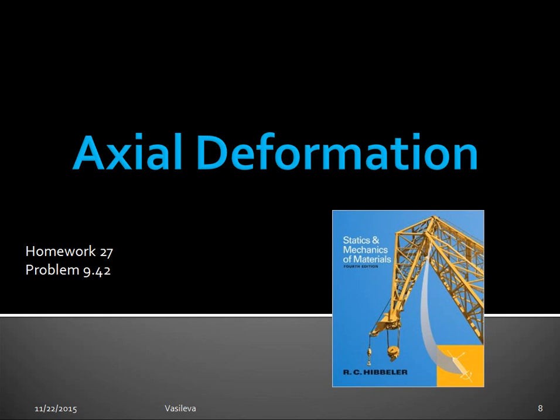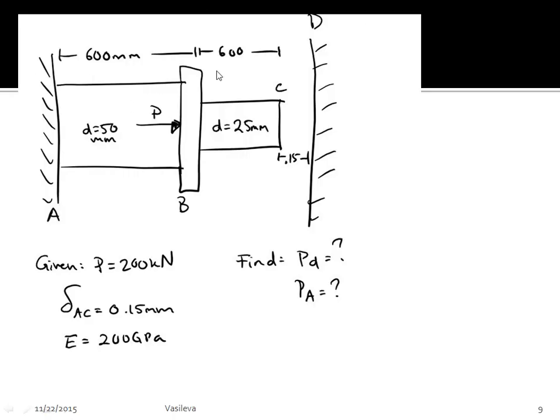This is a slightly more involved axial deformation problem. It was homework 27, problem 942 from the book. So let's look at it. We have this rod between two walls, and it's composed of section AB and then section BC.